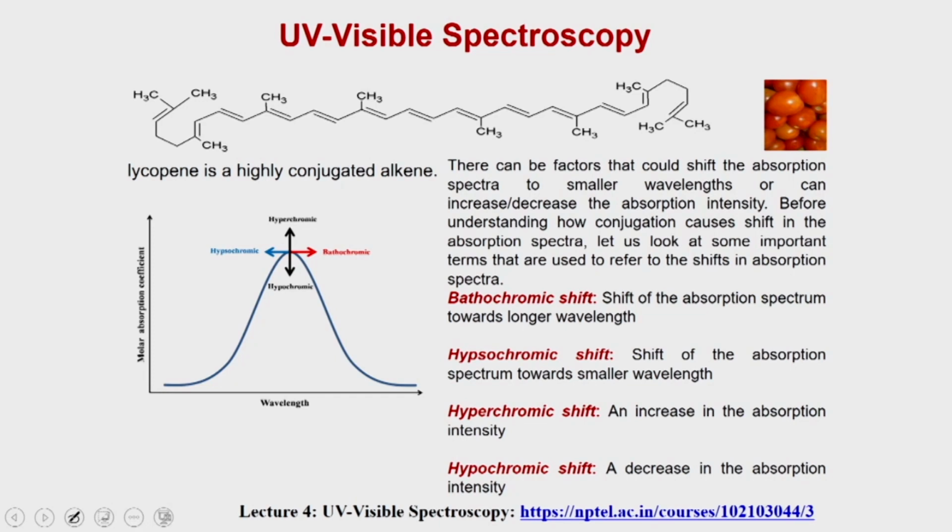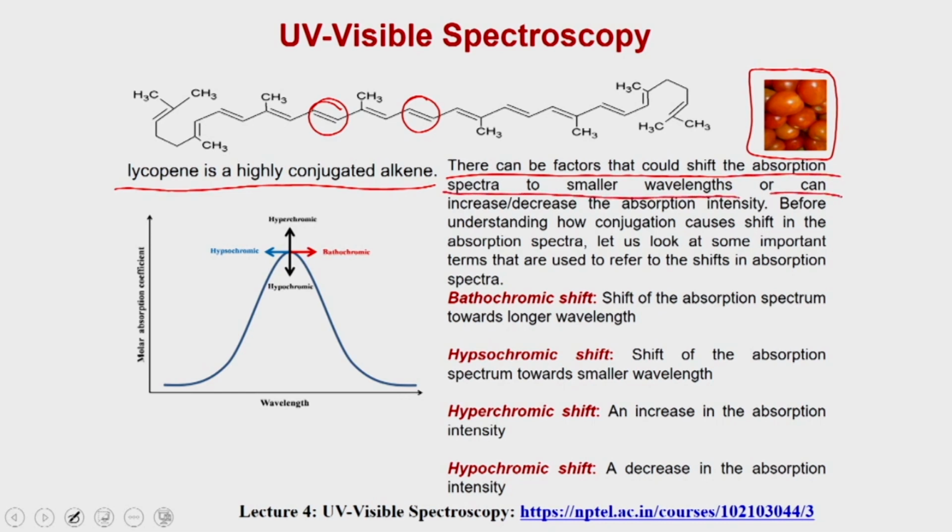Let us take an example. This is a simple example of lycopene, which is a highly conjugated alkene. What you see is a double bond conjugated molecule, and lycopene is the natural product present in the tomato for its red color. Because of this highly conjugated alkene-like structure, there are factors which can shift the absorption spectra to a different wavelength, or can increase or decrease the absorbance intensity.